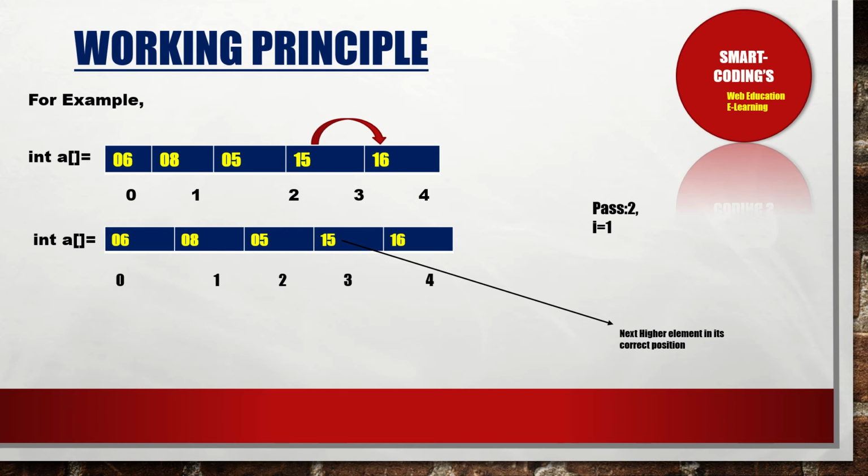So how many passes were required? As I've said, the formula is total number of elements minus 1. Pass 2 is over. 5 elements are there, 5 minus 1 is 4, so 4 passes. 2 more passes we need to go through now.